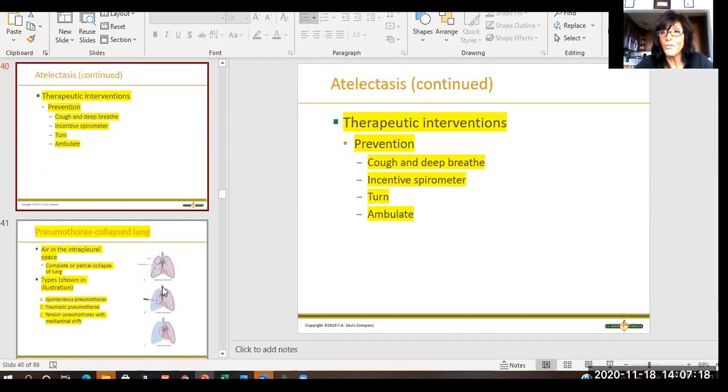Okay, so what do we do? Cough and deep breathe, incentive spirometer, turn, ambulate. That's one where we just have to get that lung and those alveoli reinflated and working again. Okay, we want to prevent that from happening. Prevention is always easier than curing something.